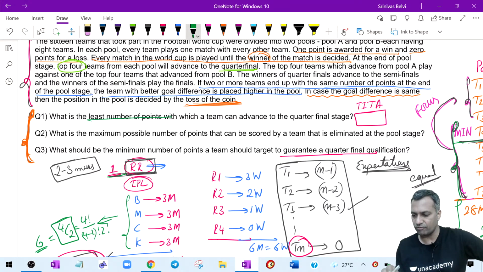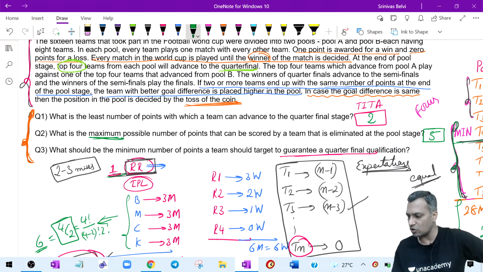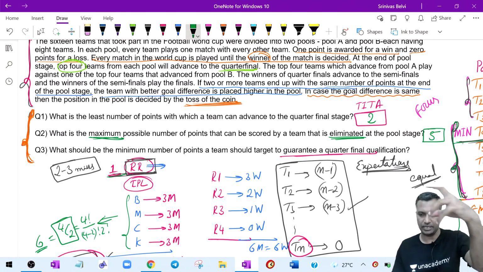Therefore, the first question is very clear. What is the least number of points with which a team can advance? It is 2. For the second question, what is the maximum possible number of points that can be scored by a team that is eliminated at the team pool stage itself? The answer here is 5. That's the maximum, but got eliminated. All right, that becomes 5.